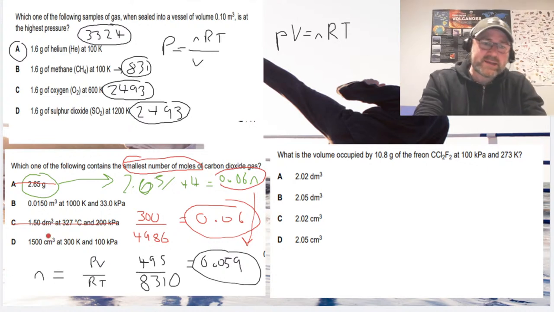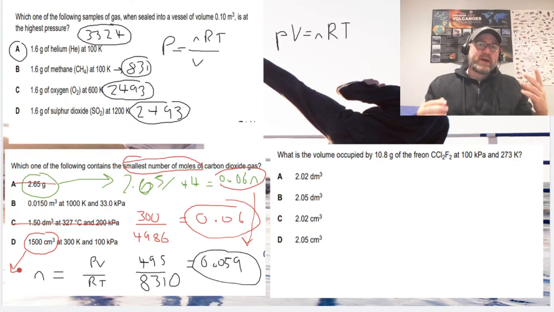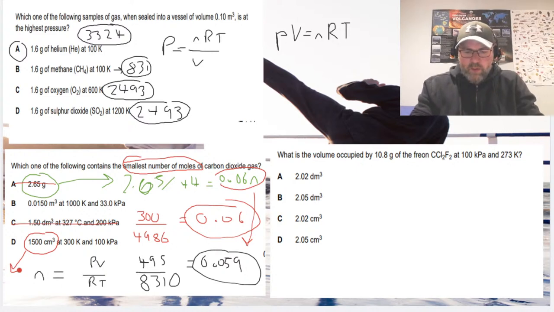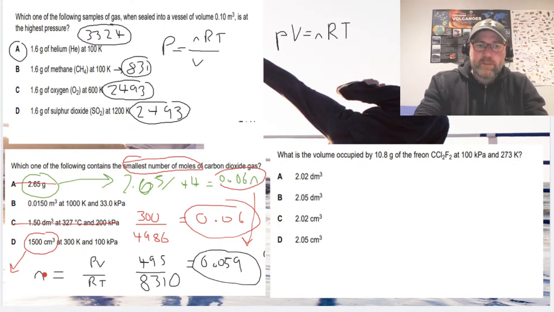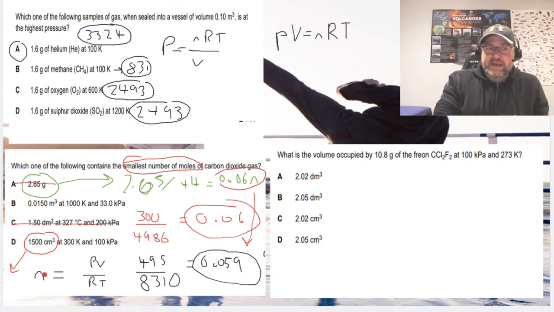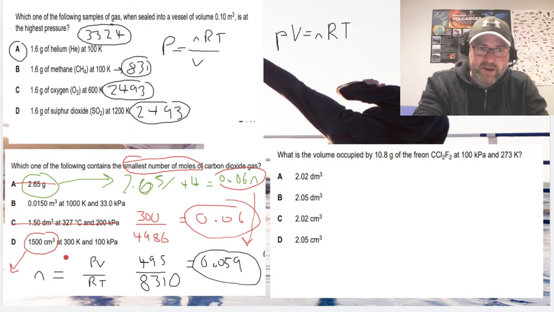1,500 centimeters. If you want to turn centimeters into meters cubed, we need to times by 10 to the minus 6. So we get 1.5, exactly the same as before, times 10 to the minus 3. So it's the same as part C. We're going to times that by 100,000, and we're going to get 150 on top. Yeah, I've run out of room.